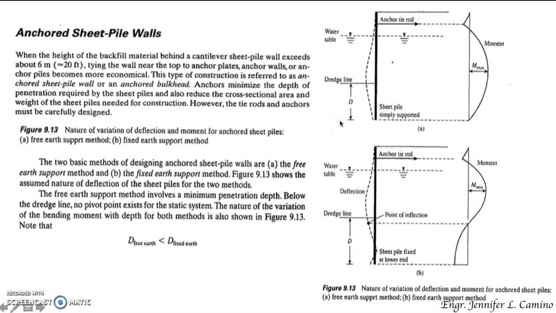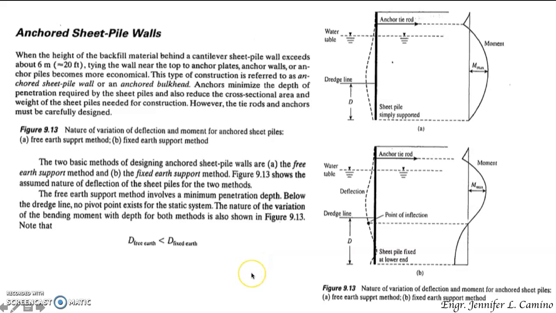Anchors minimize the depth of penetration required by the sheet pile and also reduce the cross-sectional area and the weight of the sheet pile needed for construction. So the tie rod and anchors must be carefully designed. Here we have an illustration for the variation of the deflection and moment of the anchored sheet pile, for the free earth support method and the fixed earth support method.